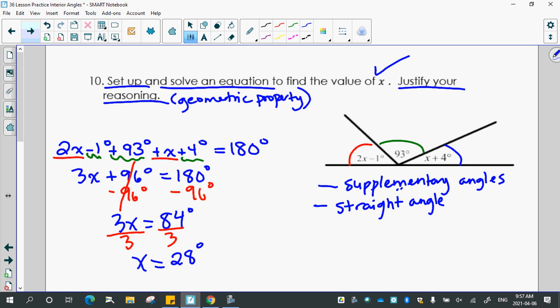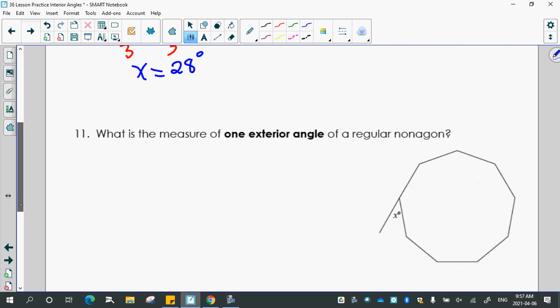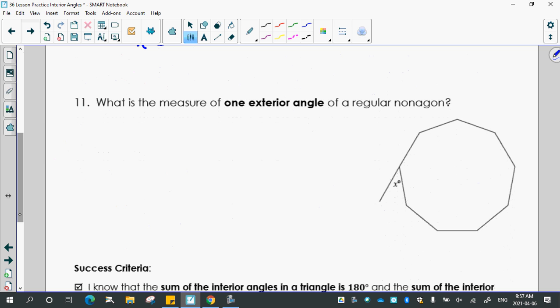Okay, and our last question. What is the measure of one exterior angle of a regular nonagon, which means 9-sided polygon? There's 2 ways to get the answer. Can anyone think of one way to get the answer? Yeah. All the side angles add up to 360. Yes, that is the easiest way to get the answer.